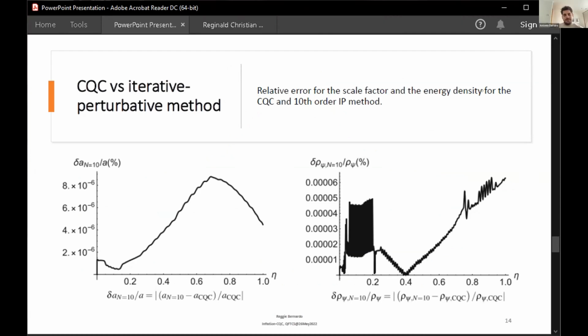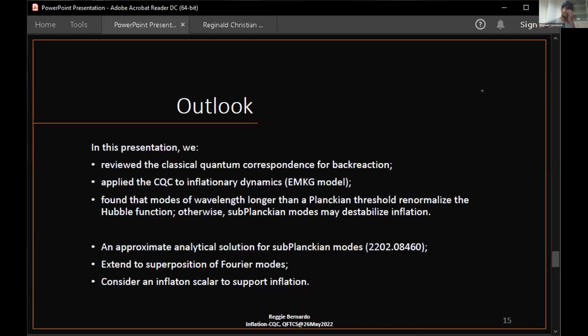With just 10 iterations, I was able to drop the agreement to really sub-percent precision right here. If anyone's interested, please look at the paper and don't hesitate to email me about it. So that's it.